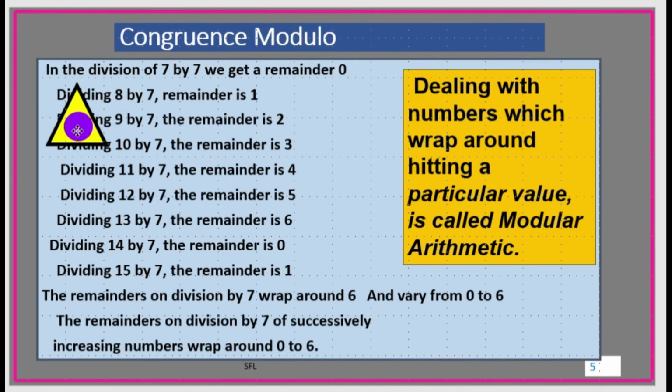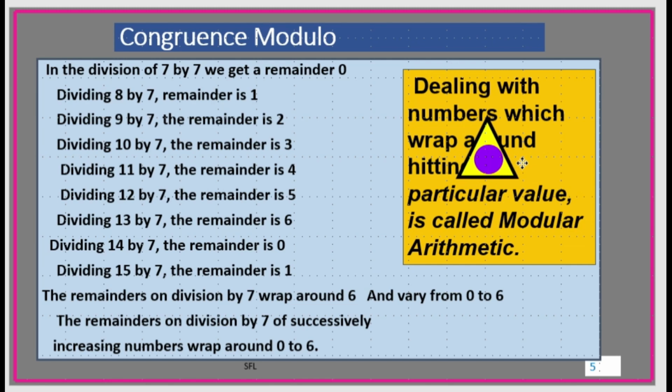Now, in the division of 7 by 7, we get a remainder 0. Dividing 8 by 7, remainder is 1. Dividing 9 by 7, remainder 2. 10 divided by 7, remainder 3. Then 14 divided by 7, remainder is 0. 15 divided by 7, remainder is 1. The remainders from 0 to 6 keep on increasing, and again they go from 0 to 6 and so on. The remainders on division by 7 of successively increasing numbers wrap around 0 to 6.